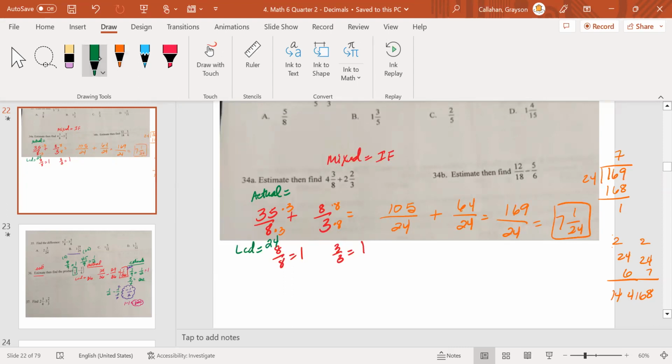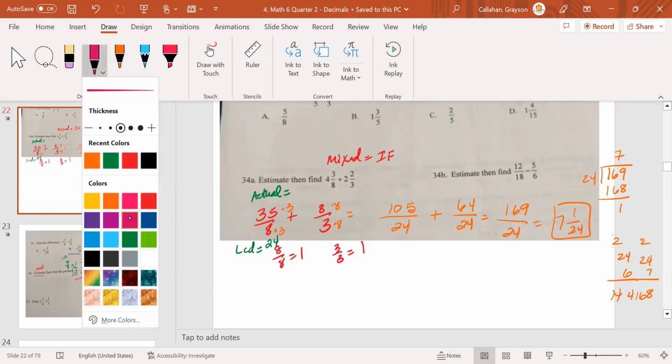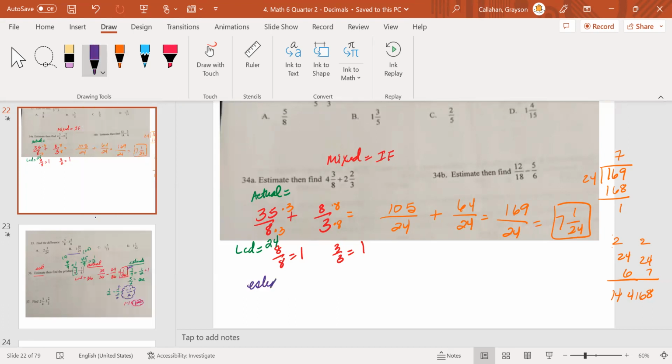But then it's asking me to estimate, so let's try estimating this. Okay, so we're going to estimate this. You have 4 and 3/8, right? Well, if it's 4 and 3/8, you know that 4 and 4 over 8 is 4 and 1/2, right? 3 is pretty close to 4, so you can do that, 4 and 1/2. This is the estimation, okay?